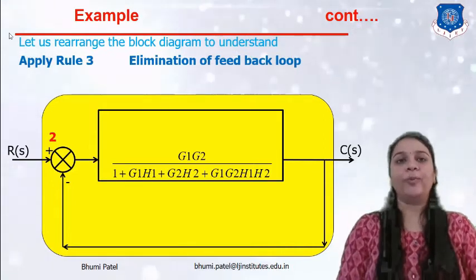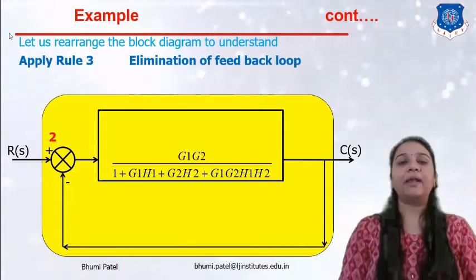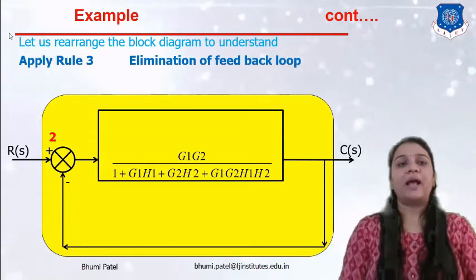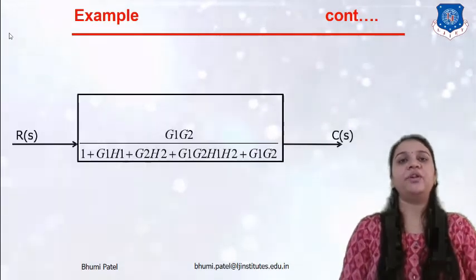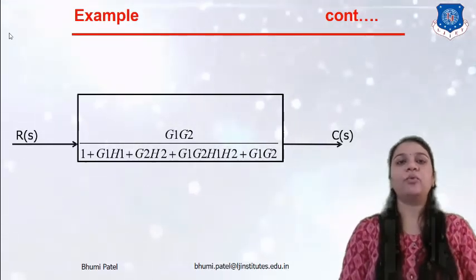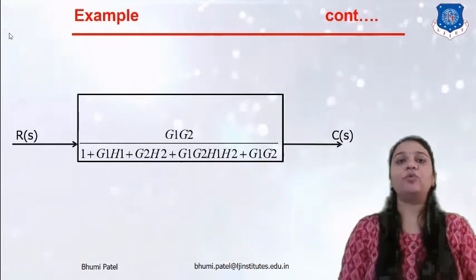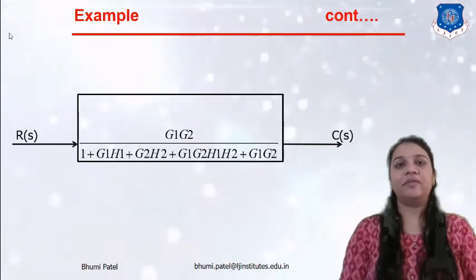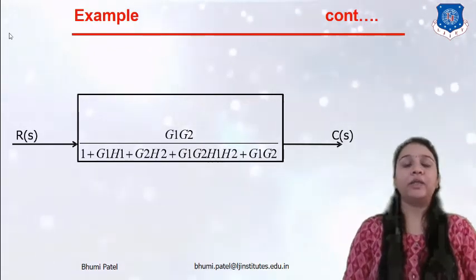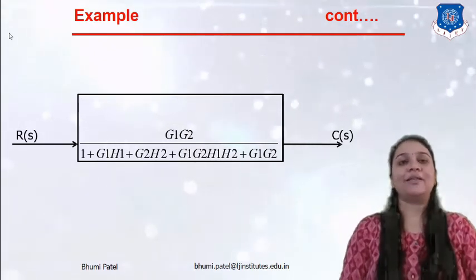the feedback loop. Now the feedback gain value is 1 and the sign is negative, so the answer is G1 G2 upon 1 plus G1 H1 plus G2 H2 plus G1 G2 H1 H2 plus G1 G2. And whenever we apply rule number 2 or 3, the summing point is cancelled out.